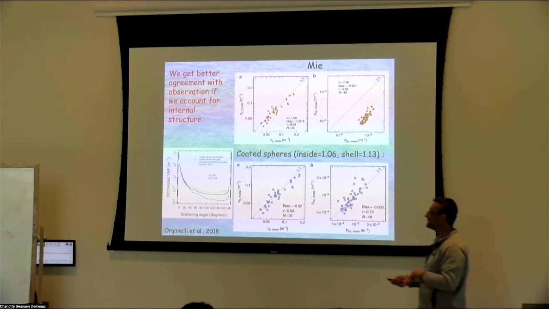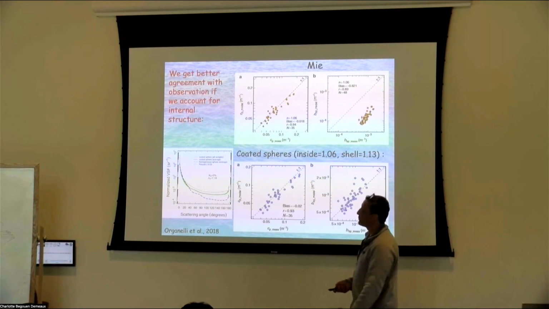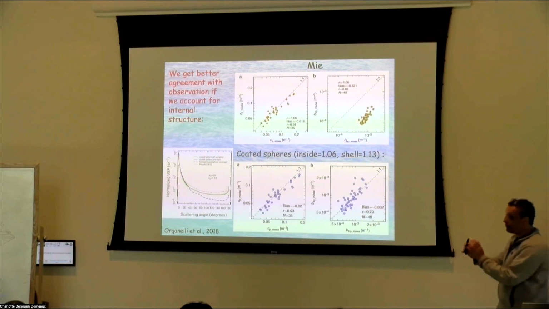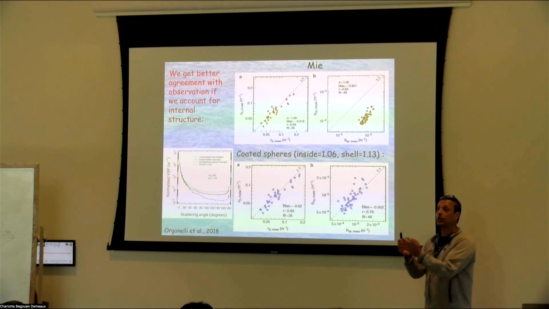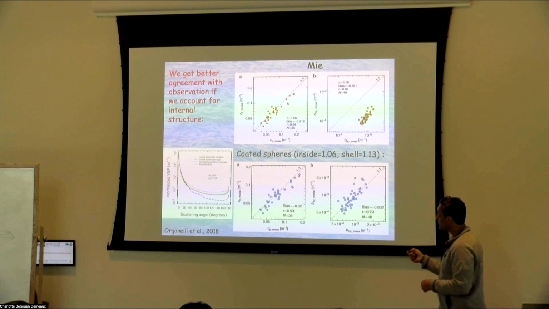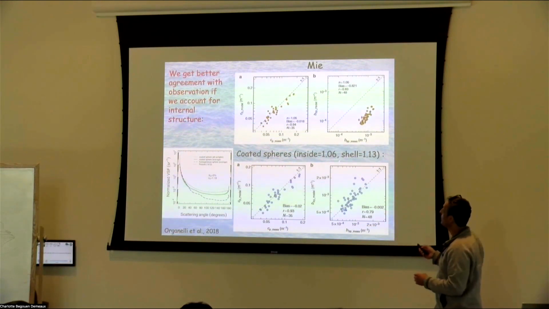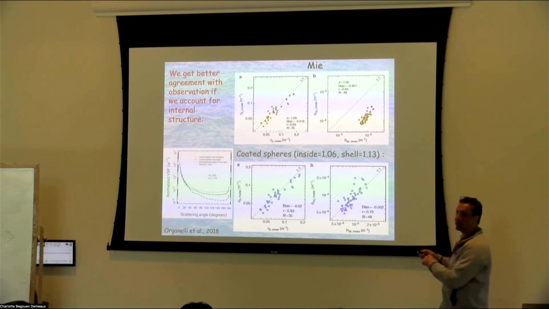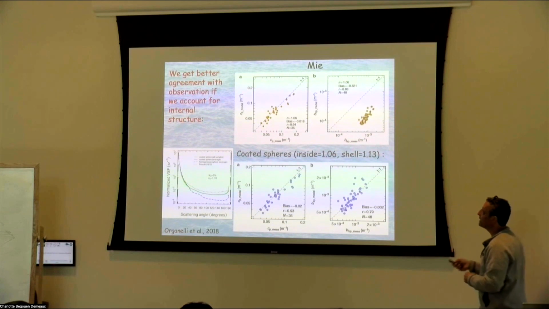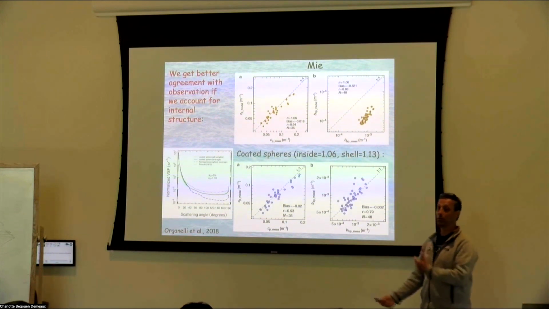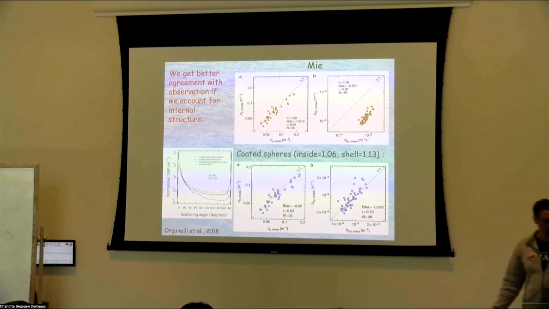And this is the Organelli study. Already you heard from Wayne about it. I'm just putting it in for the sake of completeness. If you model particles in the ocean as coated spheres with an inside index of refraction of 1.06 and a shell index of refraction of 1.13, you can reconcile both backscattering and attenuation measurements measured along the A and T curves.